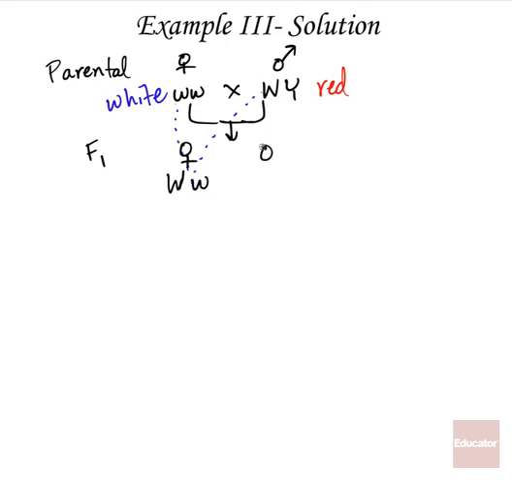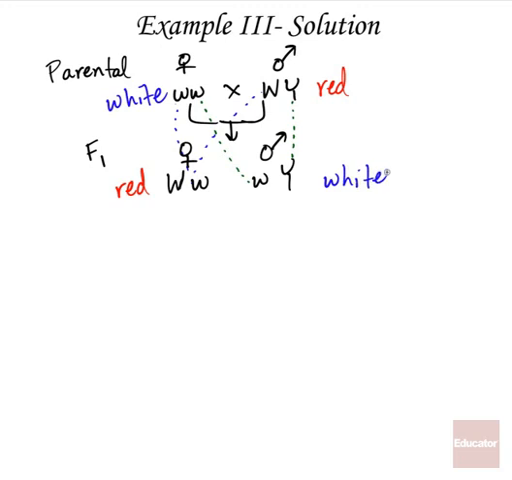Okay, any males will be like this. The reason being, okay, and so what we see here is that the females in the F1 generation will all be wild type, right, which is red. And the males will all be mutant, which is white.